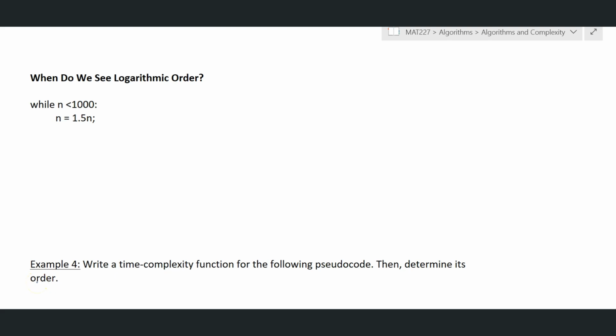One of the questions we might have is, when do we see other types of orders like logarithmic order? A great example of situations where we might see that would be in the case of some while loops. Sometimes these are known as a do while, is what we may have heard of before.